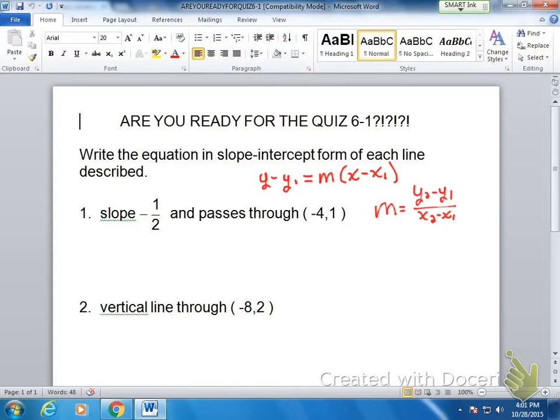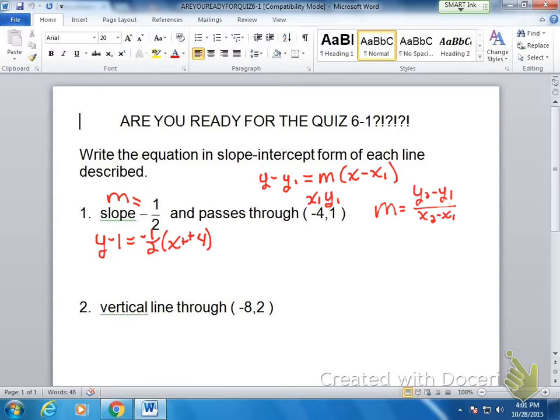So the first one says the slope is negative 1/2, passes through the point negative 4, 1. Well, slope is just a fancy way of saying that our m value is negative 1/2, and we've got an x1 and a y1 right there. So all we have to do, guys, is fill out the equation. I've got y minus y1, so y minus 1 equals the slope, negative 1/2, times x minus x1. Looks like x1 is negative 4, so we have a double negative going on there, and I'll go ahead and fix that.